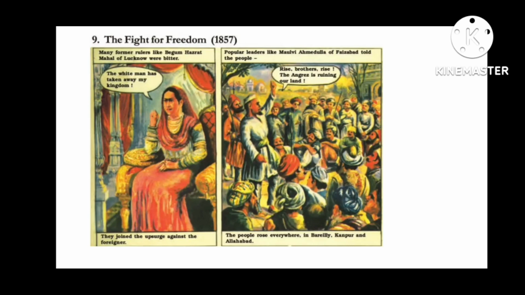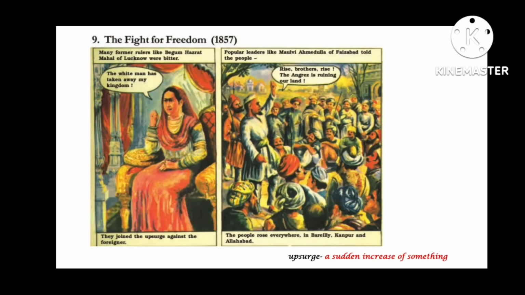Many former rulers like Begum Hazrat Mahal of Lucknow were bitter. "The white men had taken away my kingdom." They joined the upsurge against the foreigners. Upsurge means a sudden increase of something. So many rulers like Begum Hazrat Mahal, who had lost her land, also joined this rebellion.